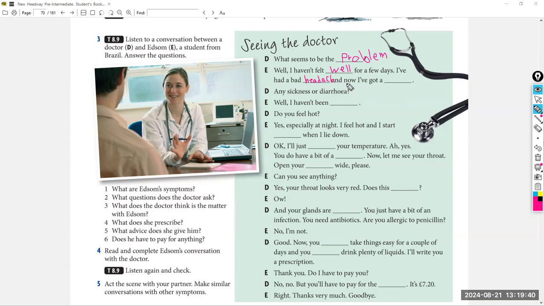A bad headache. Okay. And now I've got a sore throat. Any And now I've got a sore the throat. Okay. Sickness or diarrhea? Well, I haven't been sick. Do you feel hot? So, well, I haven't been sick.